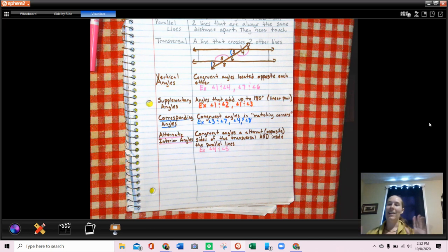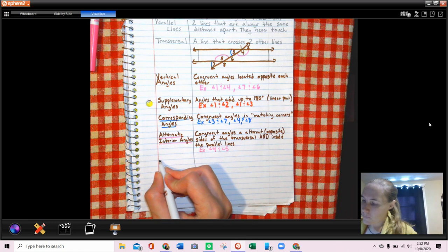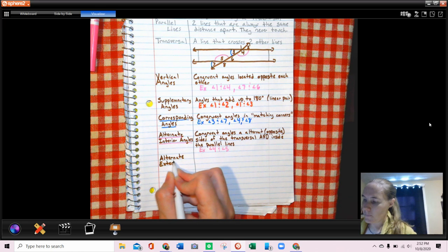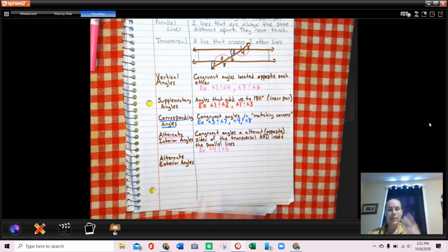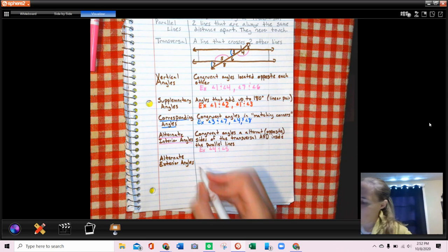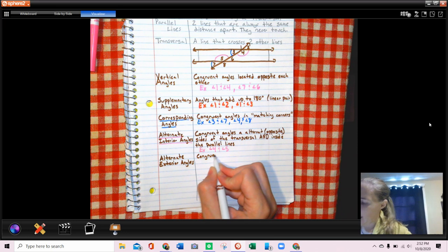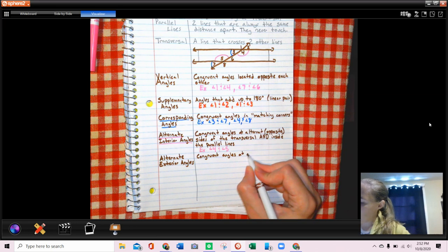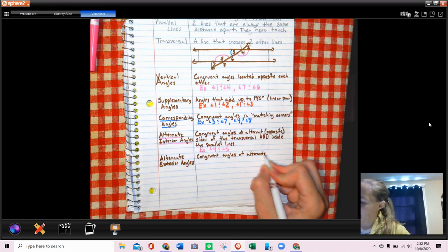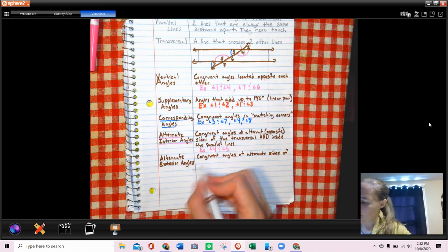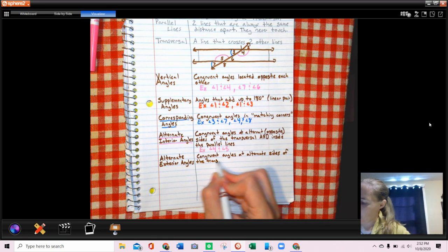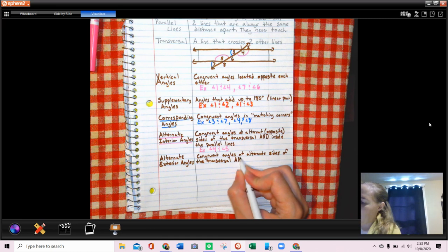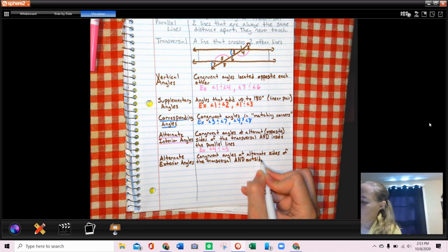Our next definition, I know it's a lot of vocab, is alternate exterior angles. So it's the same definition as above. So they're congruent angles at alternate sides of the transversal, but the difference here is the exterior. So it's outside the parallel lines.